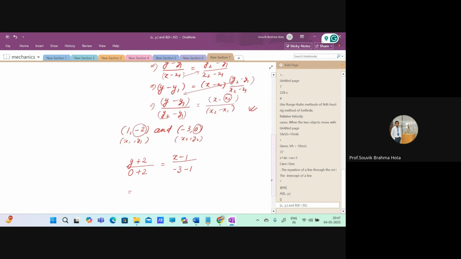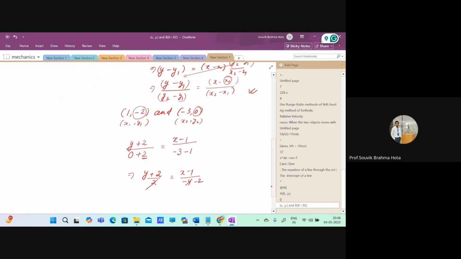So you'll be getting this thing like y plus 2, and if you multiply that side, and here also you can see it is minus 4. If you consider this 2, here it is x minus 1 divided by minus 4, so you can cancel out this thing. This you can do. Yes or no? Now, what can we do? We can do y plus 2 and x minus 1 divided by minus 2.